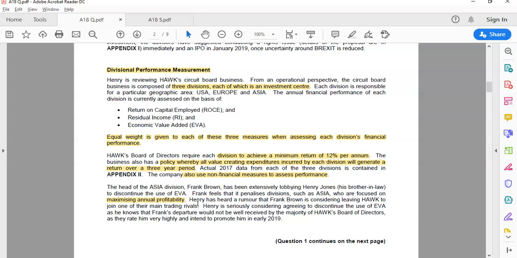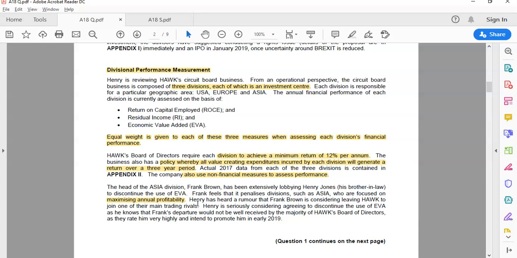And again, he's seriously considering agreeing to this because he knows it won't be received well by the majority board of directors. So one of the first things here is you have to consider, well, if you agree to this, you're going to be left with 2 short-term measures. We've established the main reason Frank Brown wants to discontinue EVA is he's not spending money on development costs, upgrading IT, staff development, R&D. So there's an unusual incentive here. That's why they're not doing EVA. It's for his self-interest, not the overall group.